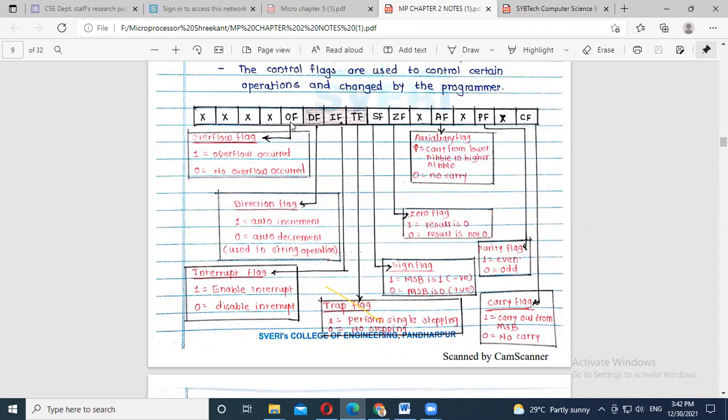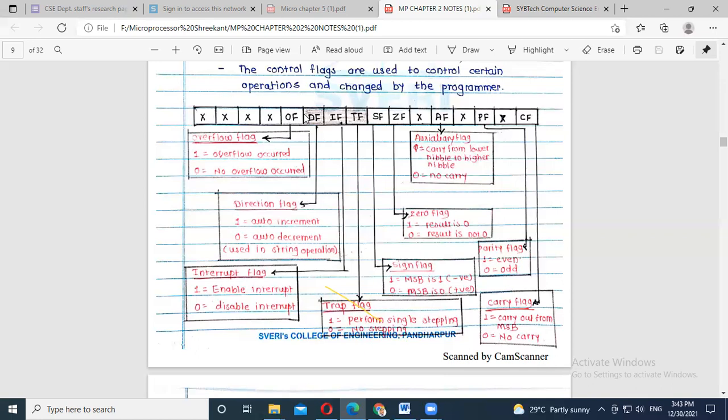So next one is OF, the overflow flag. The overflow flag means what? If the stack is already filled with data and we again enter data or information into the same stack, then overflow occurs due to the excess of data. That is indicated by the overflow flag. So 1 indicates that overflow has occurred, and 0 indicates there is no overflow, meaning the stack pointer is not filled by the data.